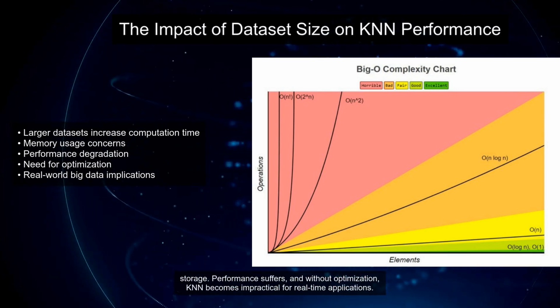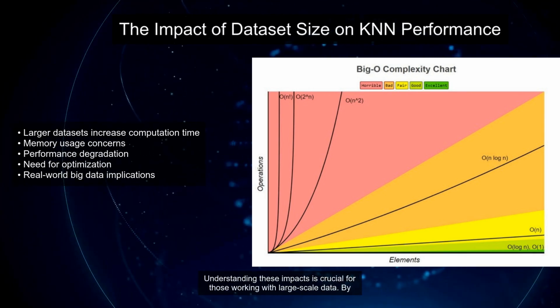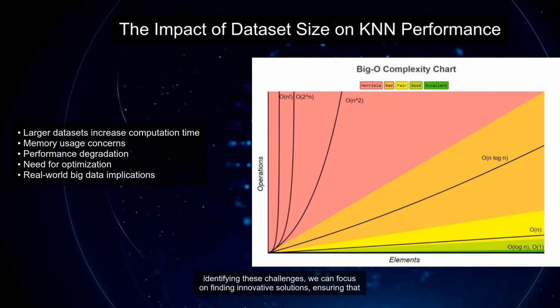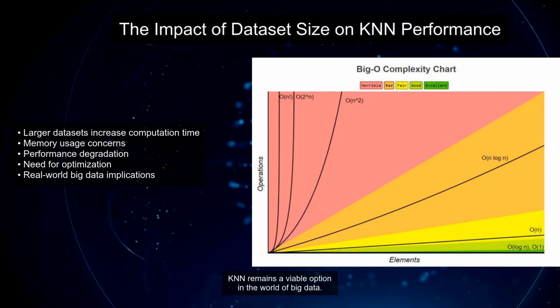Performance suffers, and without optimization, KNN becomes impractical for real-time applications. Understanding these impacts is crucial for those working with large-scale data. By identifying these challenges, we can focus on finding innovative solutions, ensuring that KNN remains a viable option in the world of big data.